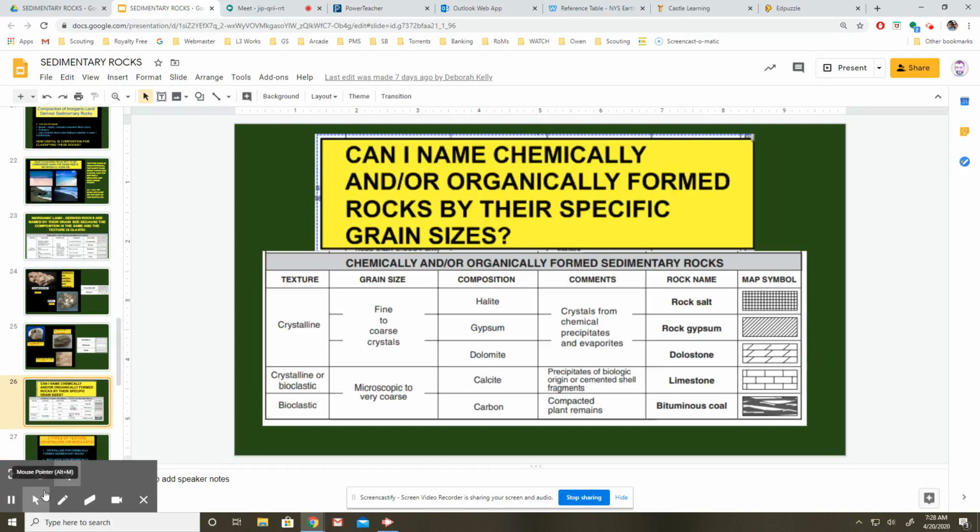So I'm going to stop here before we get into the next half of the reference table. We'll leave that for part 3, looking at the chemically and organically formed rocks and how they form and what they are, how they look on the reference table.